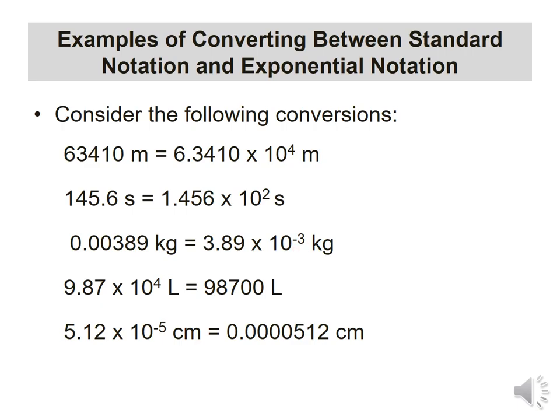And then in this one, we're going the other way. If I have 9.87 times 10 to the 4th, it means I have to multiply. Basically, I'm multiplying by 10,000. So it's going to be 1, 2, 3, 4 places over here and gives me this value.